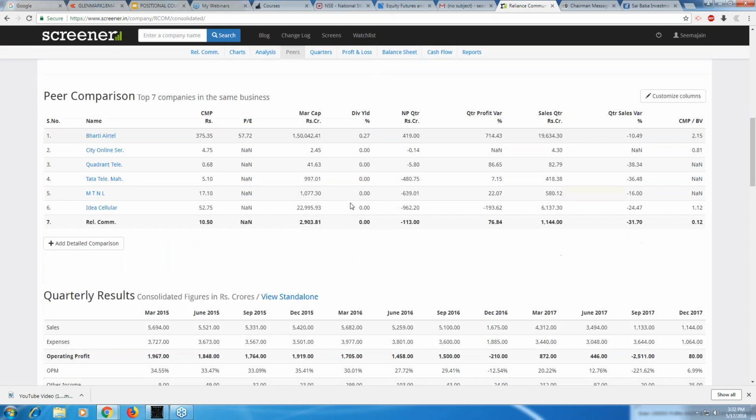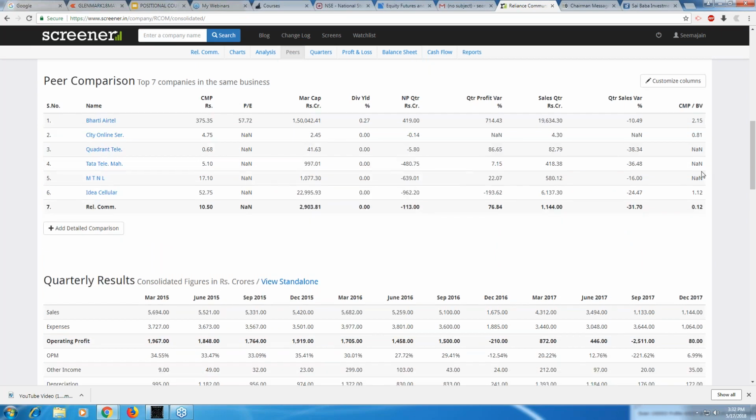And look at the peer companies. Market cap of Bharti Airtel is definitely very huge. PE is also very huge for Bharti Airtel, and RCom and others don't have any PE. Let's look into the rest of the parts of RCom.